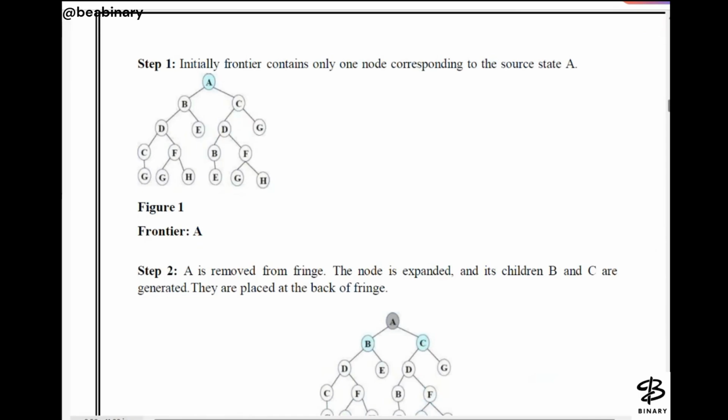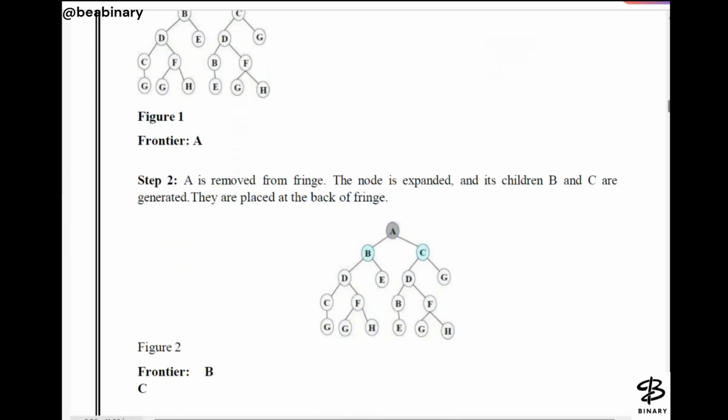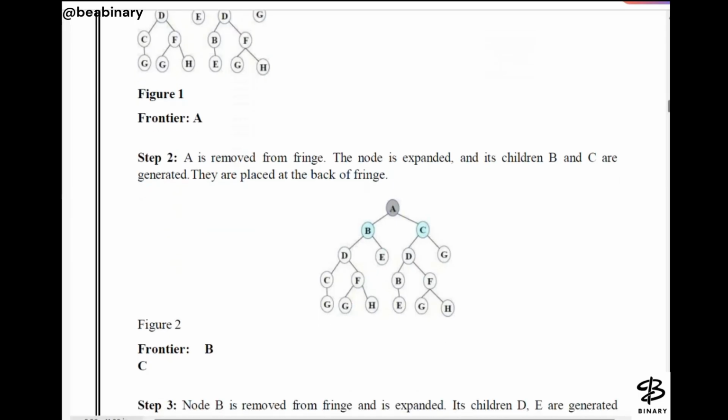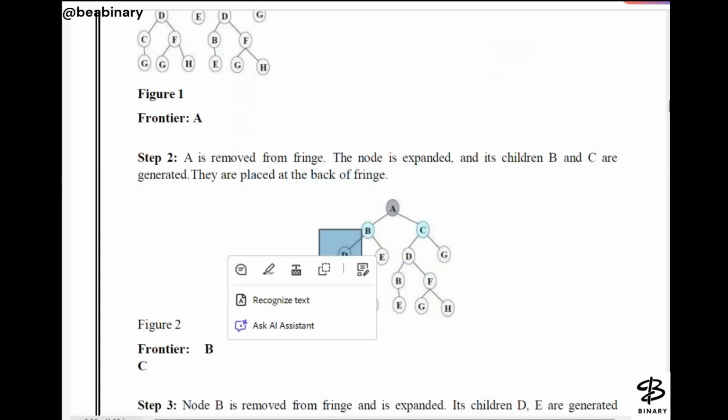Now here, in this you can see a graph with A, B, C, D, E, D, G, all these. So here the initial state or the initial node is A. And what we are saying in breadth first search is that first the root node is expanded to its children. So when A is expanded, the frontier will be A in step 1, and then in step 2, the frontier will be B and C. A is removed from the fringe and the node is expanded, and its children are B and C. You can see B and C are dark here.